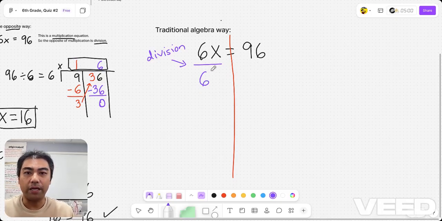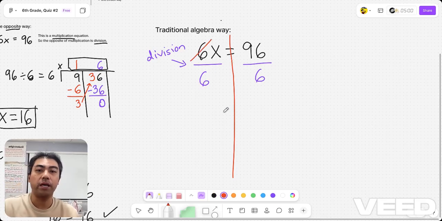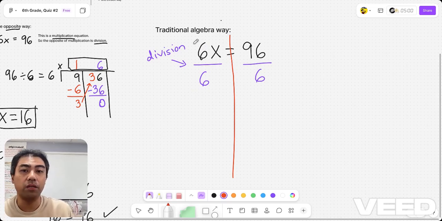So if we divide by 6 on the left, what do we do on the right? We do the same thing. Okay, 6 divided by 6 is 1. So some people will just cancel this, but 6 divided by 6 we know is 1. So some other people will write this instead. They'll make this a big 1.